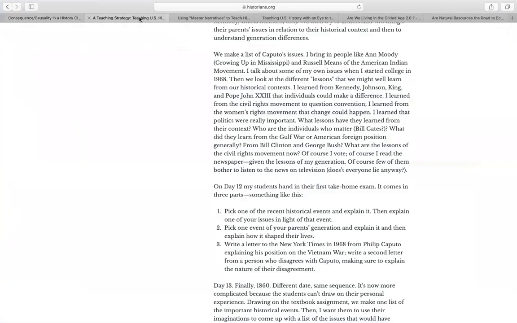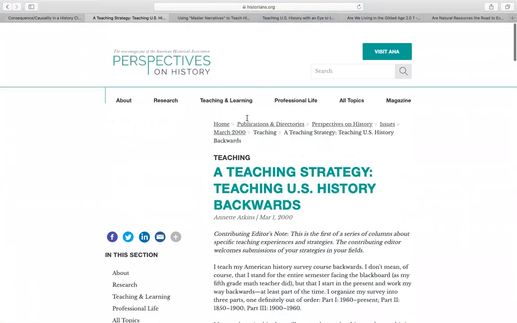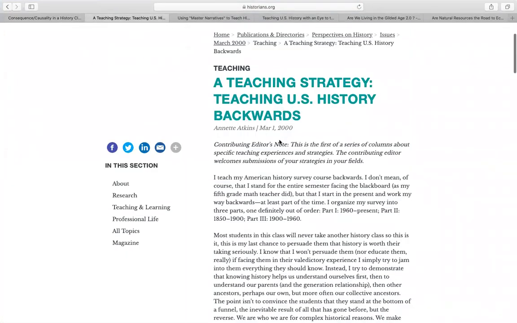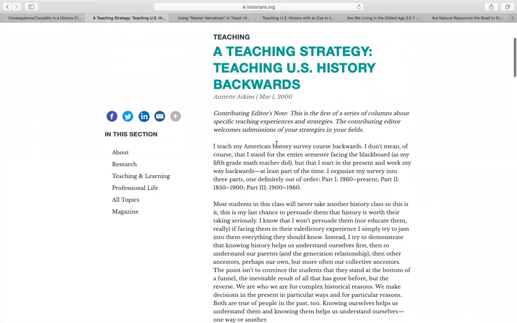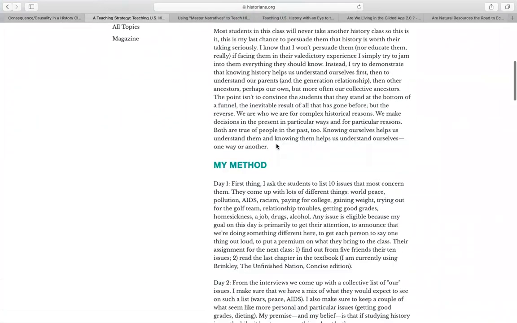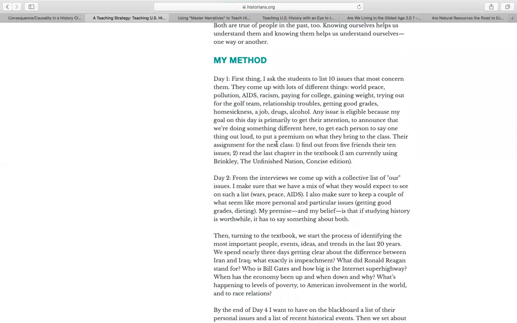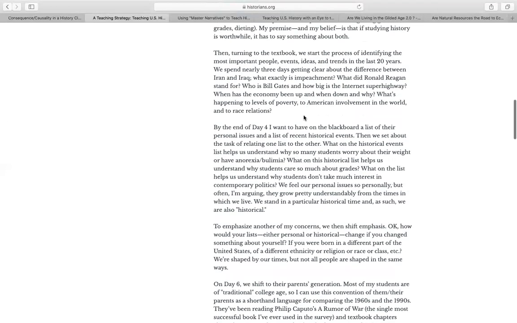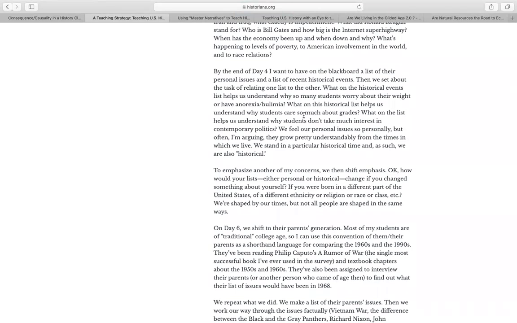And so lastly, I'd just like to show you the article that I found to be most helpful. It was written by Annette Atkins, and she talks about teaching U.S. history backwards, what we call consequence causality. And I'll link this up, and it just shows her method on day 1, and how ultimately by day 12 or 13, there's going to be this take-home summative assessment that has basically pulled together what students worry about and how these issues turn into larger issues that then address actual historical content. So I hope everybody reads the article and gains some insight from it.